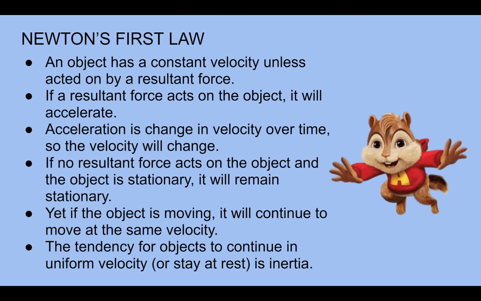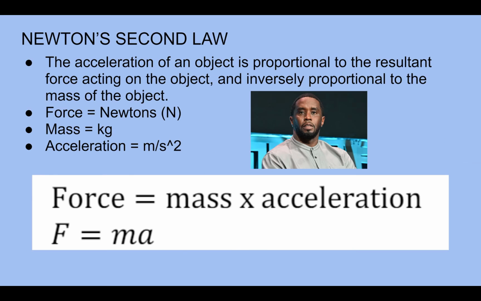Newton's first law is: an object has a constant velocity unless acted on by a resultant force. If a resultant force acts on the object, it will accelerate. Acceleration is change in velocity over time, so velocity will change. If no resultant force acts on the object and the object is stationary, it will remain stationary. Yet if the object is moving, it will continue to move at the same velocity. The tendency for objects to continue in uniform velocity or stay at rest is called inertia.